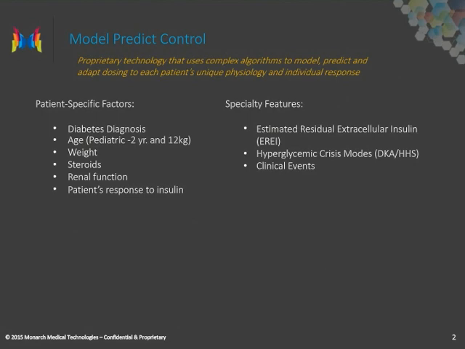Specialty features allow for further modification of dosing by considering the presence of extracellular insulin, patients who are being treated for either DKA or HHS, and clinical events known to impact insulin needs.